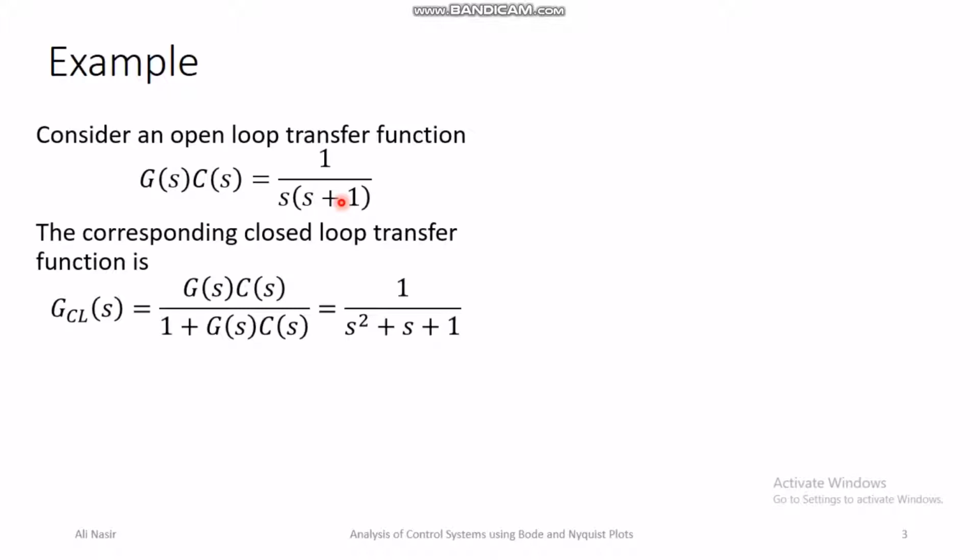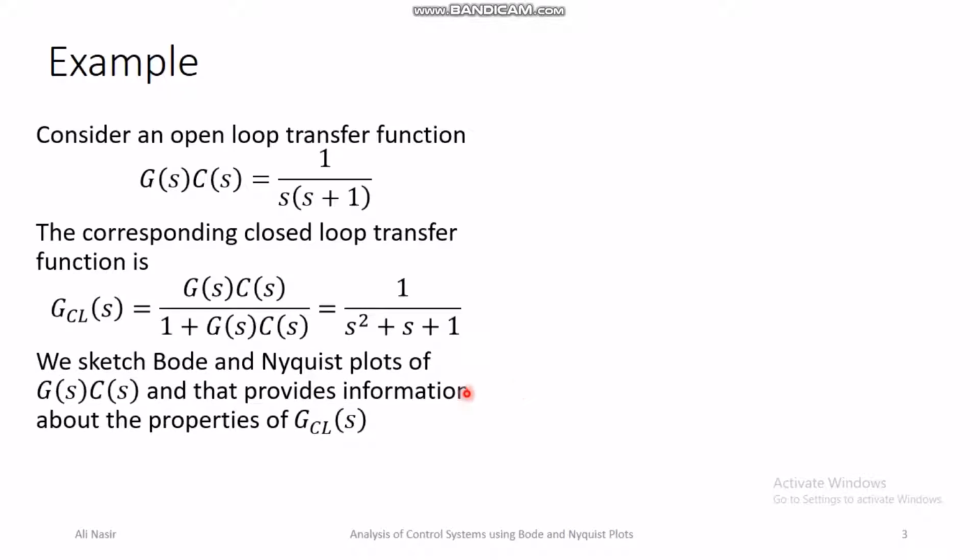An unstable open loop system can lead to a stable closed loop system, and also a stable open loop system can lead to an unstable closed loop system. So there is no relation or fixed rule related to the stability, so it is not straightforward to determine the stability of the closed loop system from the stability of the open loop system. But if you use the Nyquist plot or Bode plot, then you can do that. You can determine the stability of the closed loop system using the Nyquist plot or Bode plot of the open loop system.